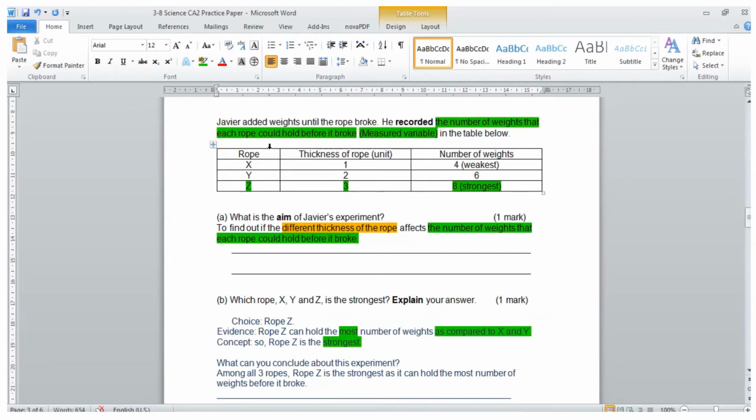So conclude, when I ask you to conclude about the experiment, all that I'm asking you to do is to look at the results again. You want to find out if the thickness of the rope affects the number of weights each rope will hold, right? So tell me, what about the table here? From the table I know that rope Z is the strongest. And why do you say it's the strongest? Because it can hold the most number of weights before it broke. Okay, so remember, in this question, I have taught you not only how to write an aim and do CCC, but we also know how to write a conclusion. Yeah?